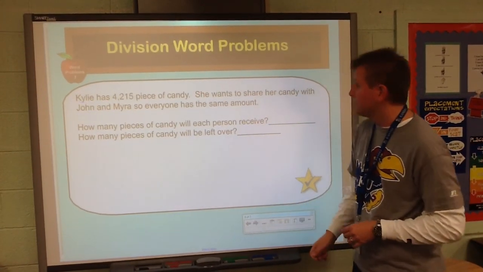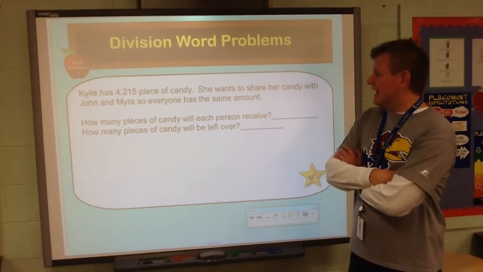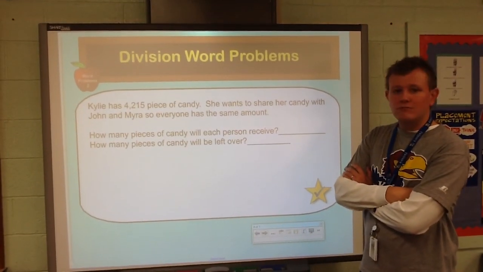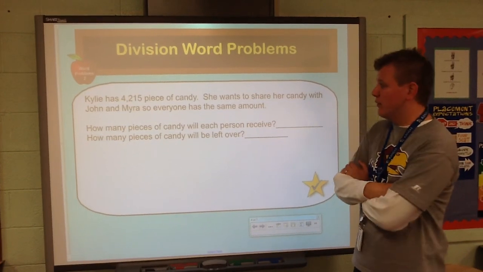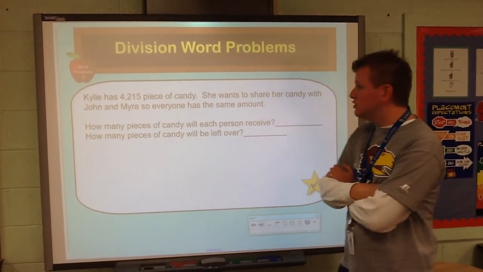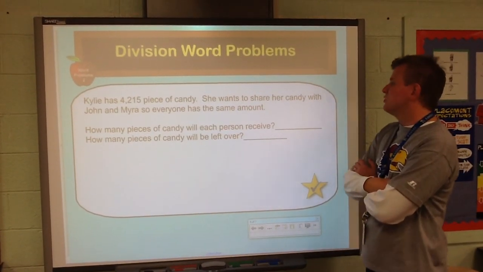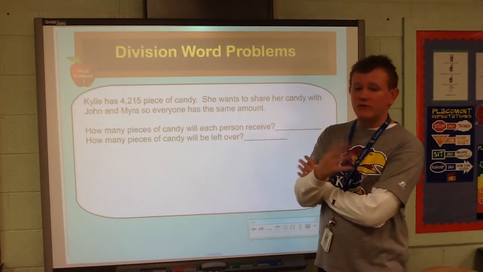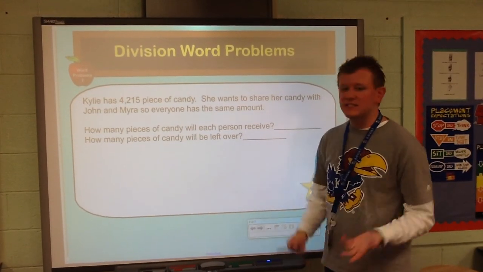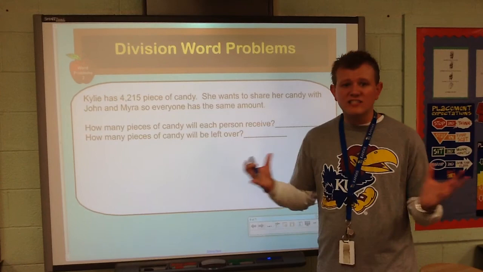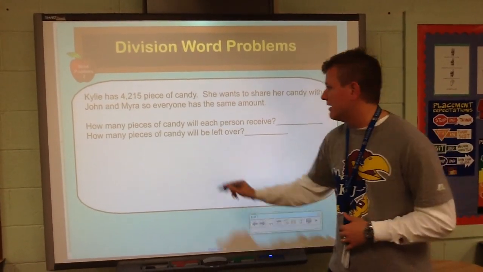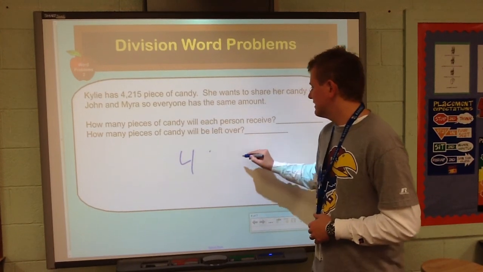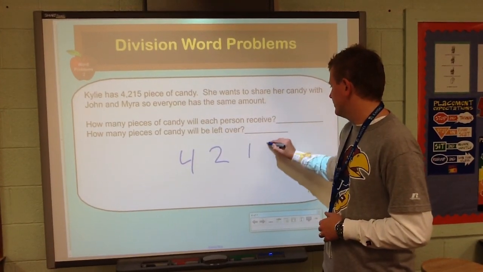All right? Let's try another. Woo! Same kind of problem, but check it out. Much bigger number. That's where that box method comes in handy, if you're more comfortable that way. Okay? Kylie has 4,215 pieces of candy. She wants to share her candy with John and Myra so everyone has the same amount. I'm going to set it up the same way. I don't know how she got all the candy, but she's got it, and she's going to share it with John and Myra. I'm going to set this up as box method division.